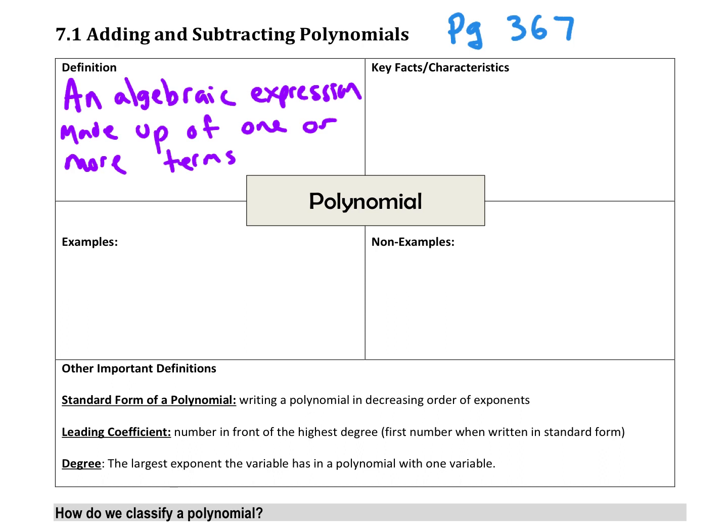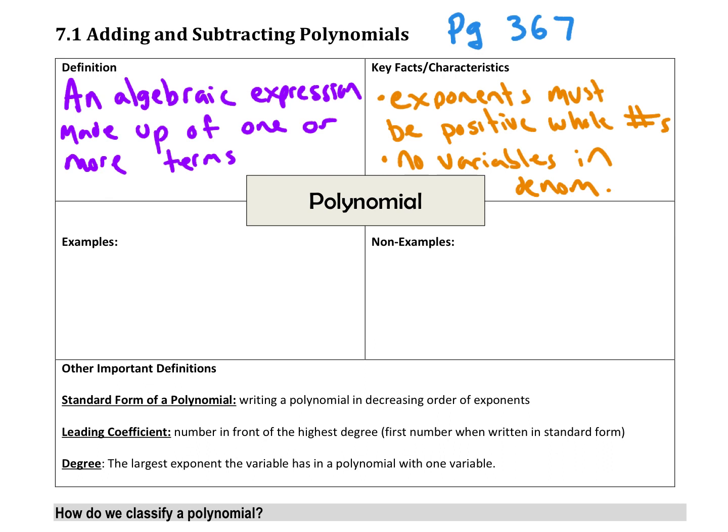So a nice easy definition is an algebraic expression made up of one or more terms. And if you remember terms, we've heard that word before. It's anything separated with a plus or minus. Now, what does that mean? What are some key facts and characteristics?